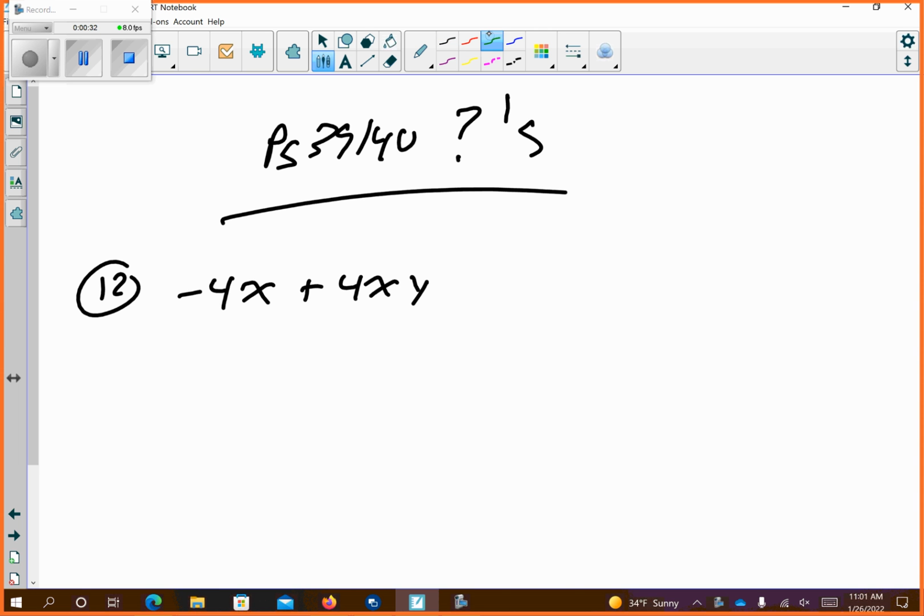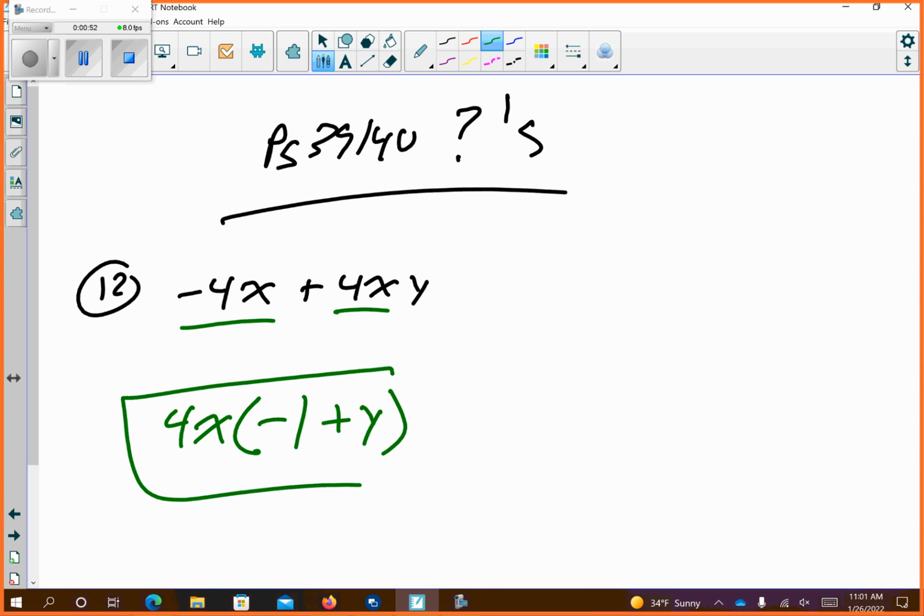Okay, so we're going to look at the two terms. It looks like I can factor a 4 out of both of them, and I can factor an x out. So a placeholder in math is going to be, that was a negative, so we have a negative 1, because 4x times negative 1 is negative 4x. If I factor a 4x out of 4xy, I'm left with just y. And that's done.